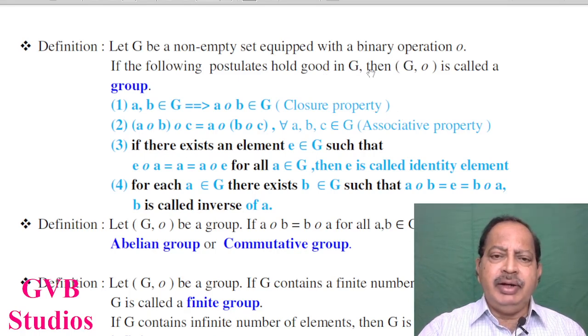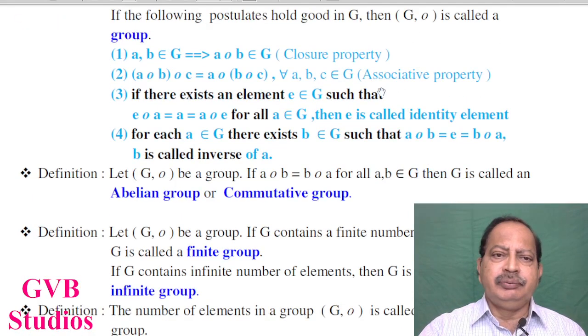Here we are taking a non-empty set G with a binary operation. If elements of G satisfy the following conditions with respect to the binary operation circle, then (G, circle) is called a group. Let us read. Property 1: A, B belong to G implies A circle B belongs to G. Here A and B are operated with the binary operation and the result belongs to G. This is called the closure axiom or closure property.